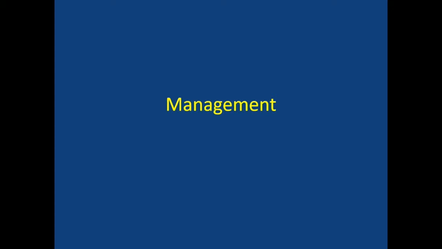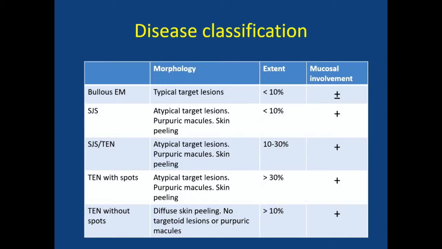So how do we manage these patients? As soon as the patients come to us, it is necessary that you establish the spectrum of the disease to which they belong. This is the most widely accepted Bastuji-Garin classification of the erythema multiforme, SJS-TEN spectrum. Bullous erythema multiforme has typical target lesions, like the photograph I showed to my right, which had three zones.